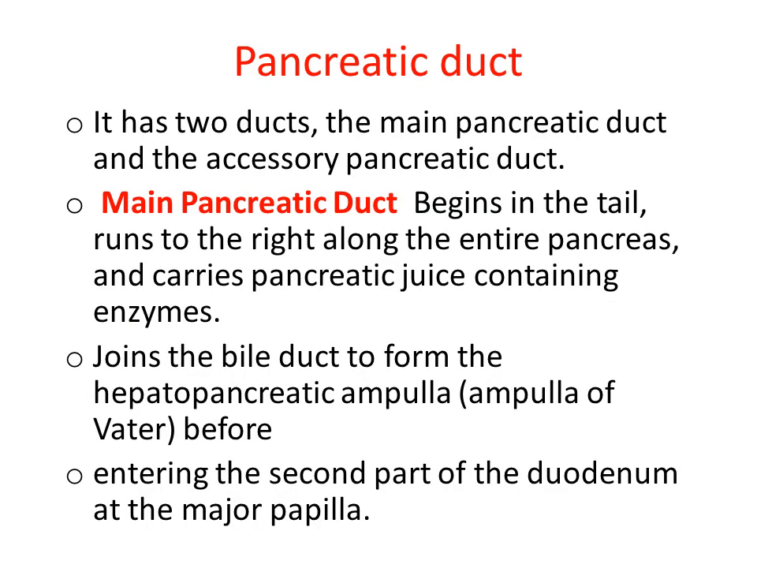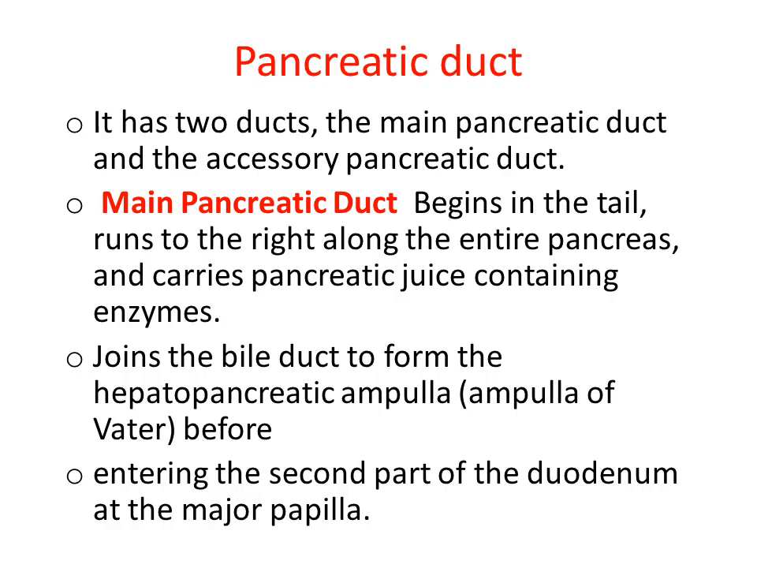Let us talk about the pancreatic duct. It has two ducts: the main pancreatic duct and the accessory pancreatic duct. The main pancreatic duct begins in the tail and runs to the right along the entire pancreas and carries the pancreatic juice containing the enzymes, as we talked about. It joins the bile duct and forms the hepatopancreatic ampulla, the joining of the common bile duct and pancreatic duct, also called the ampulla of Vater, which opens into the major duodenal papilla in the second part of the duodenum. You know that from the previous talk about the small intestine.